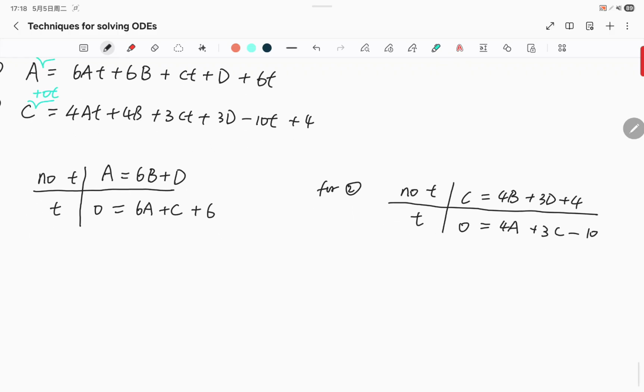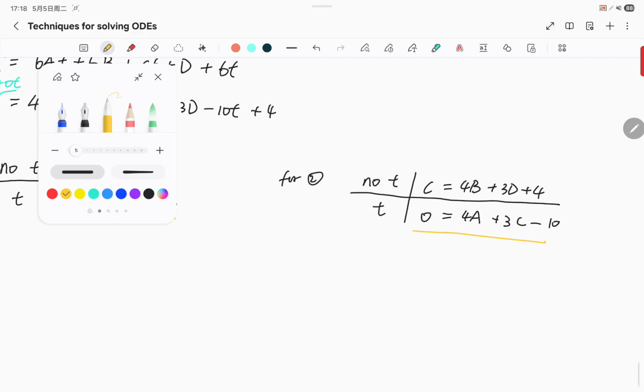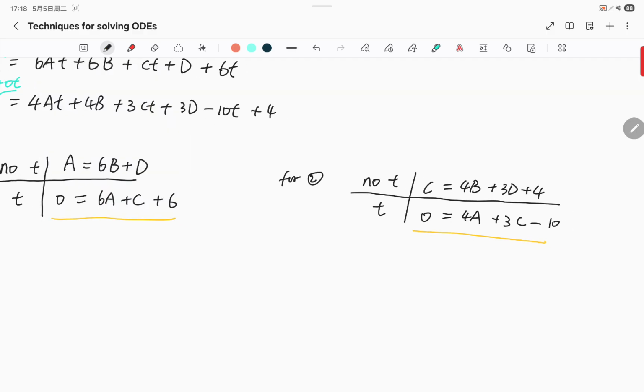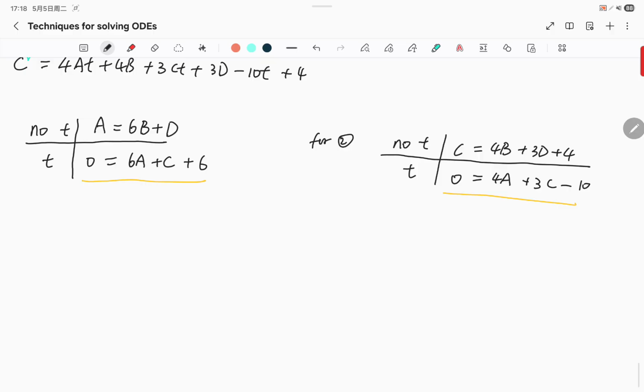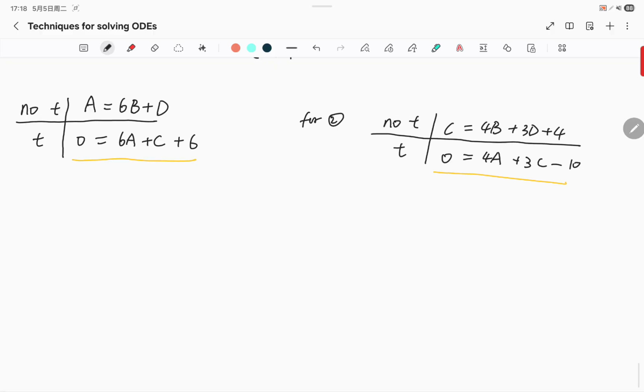Now we can solve these two equations first, because we have only a and c together. We have 2 equations, 2 unknowns. We can't solve the top two because we have 2 equations, 4 unknowns. For the bottom two equations that are equal to 0, we have pure numbers and 2 unknowns, so we can solve this.